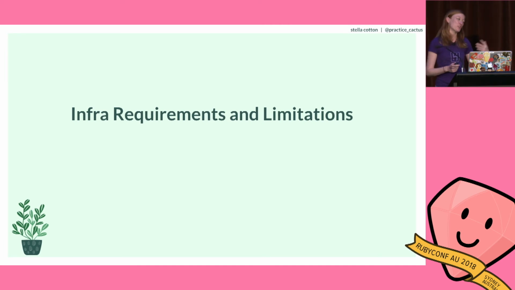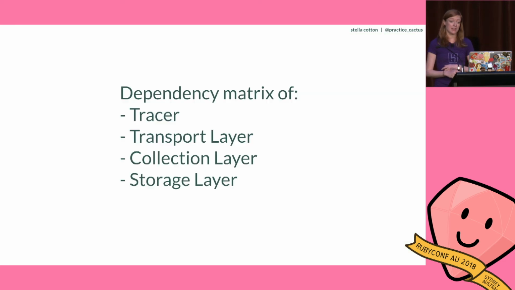Another thing as part of your checklist is just your infrastructure requirements. Does your ops team have any concerns about maintaining a new kind of infrastructure? And you also need to make sure that all of these different things, the tracer, the transport layer, the collection layer, are compatible with every service that you want to implement. And so for us, conference bingo.